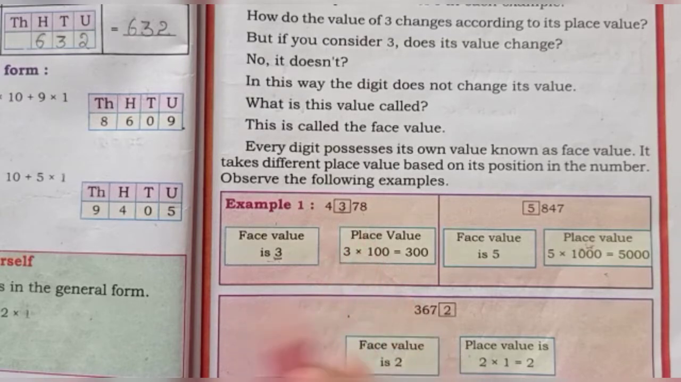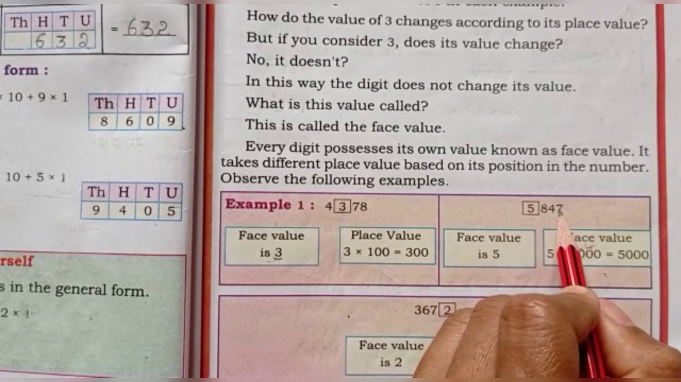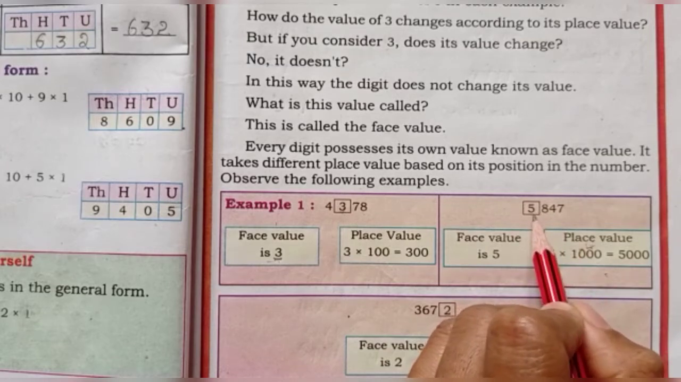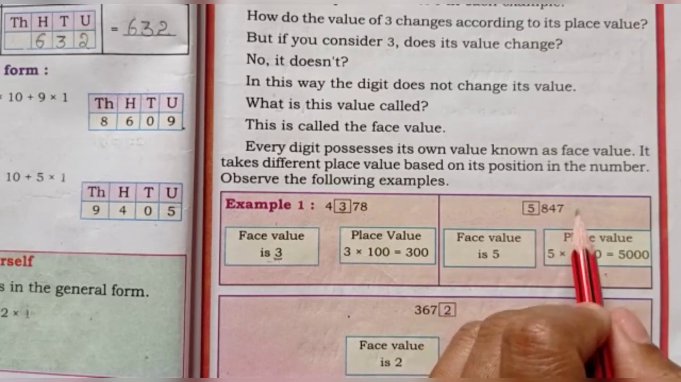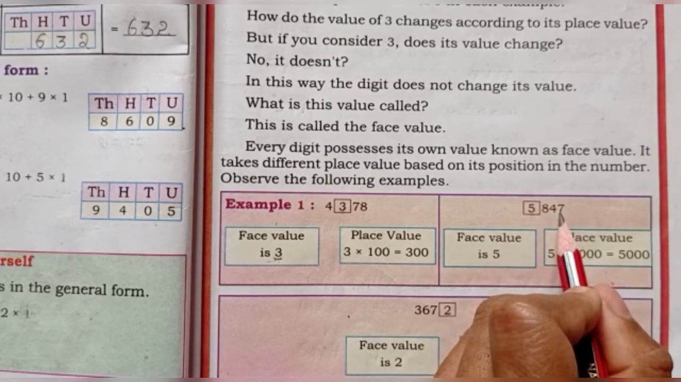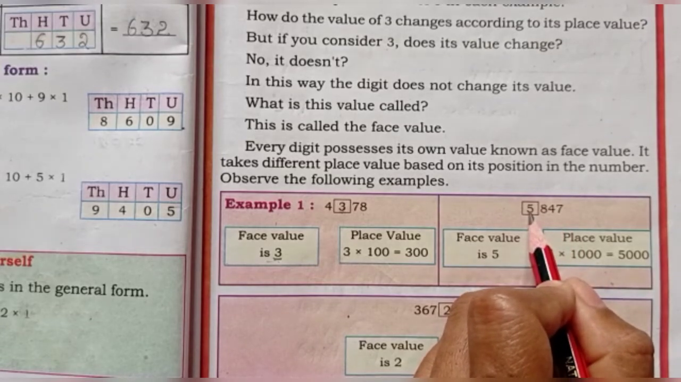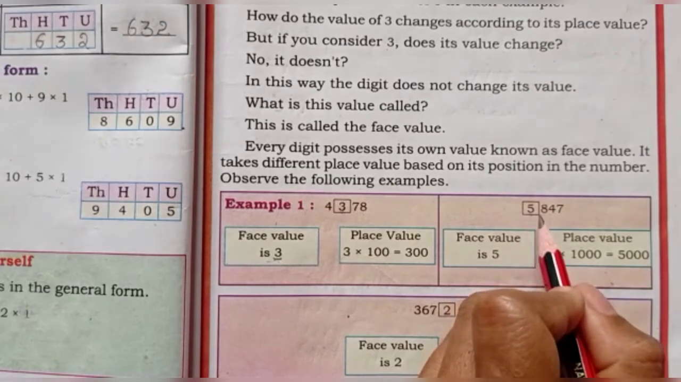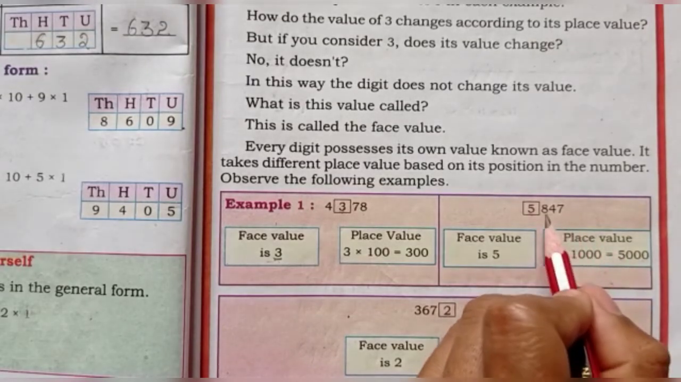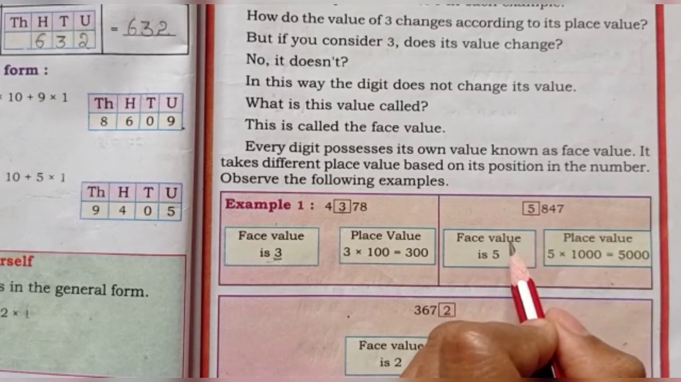And another example. Observe here, 5847. Here, what is the place value and face value of 5? How do you identify it? First of all, we identify the place value. Units, tens, 100, 1000. So, place value of 5 is 5000. Then, face value. What is the face value of 5?